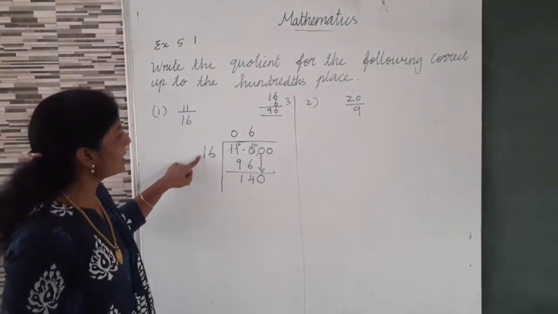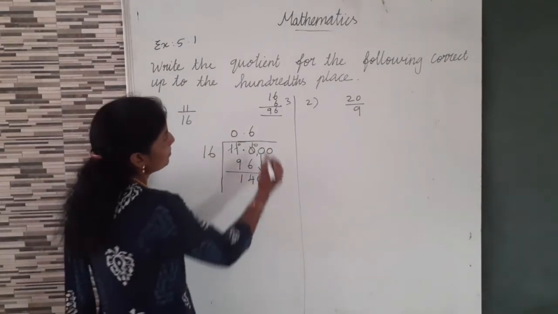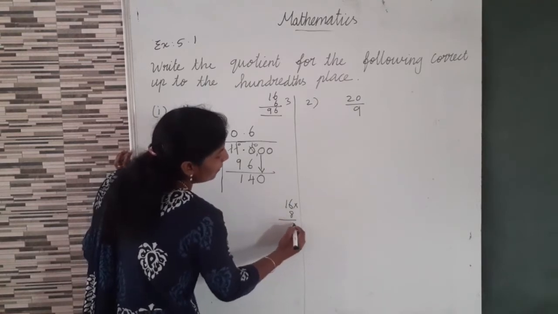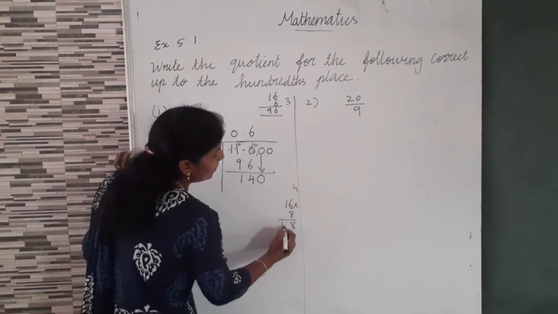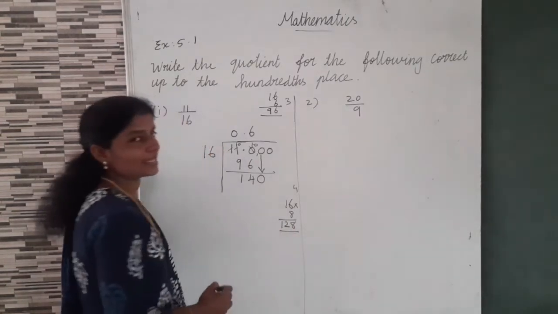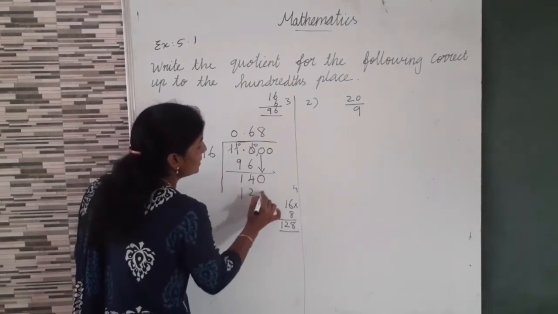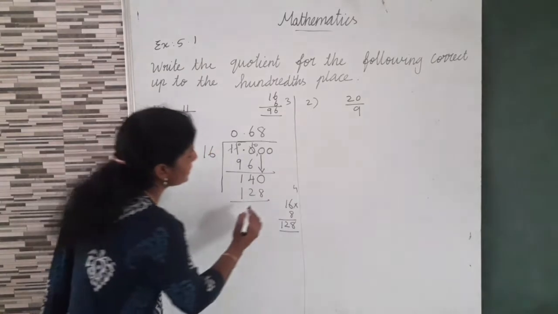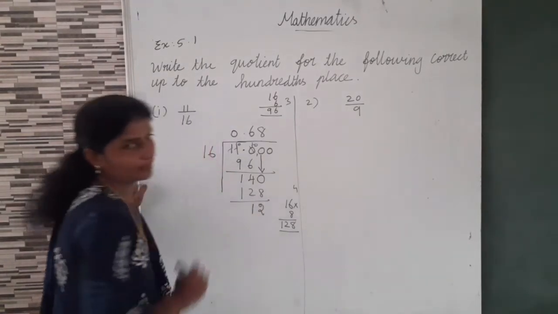Now here, 16 how many times? 8 times, 16 into 8. 6 eights are 48, 4 balance. 1 into 8, 8 plus 4, 12. 128. So this is 8 times, 128. Now what's the balance? Here take borrow, 10 minus 8 is 2. Then 3 minus 2 is 1.